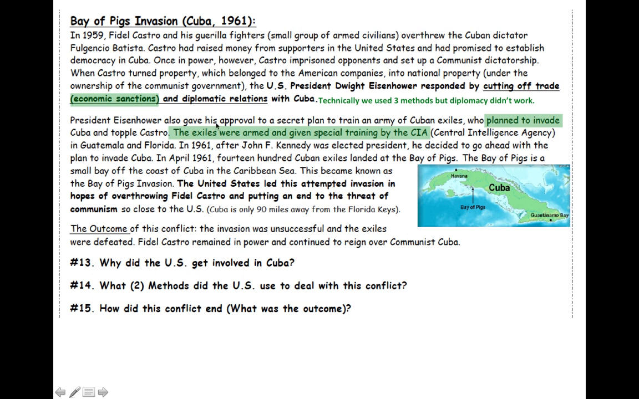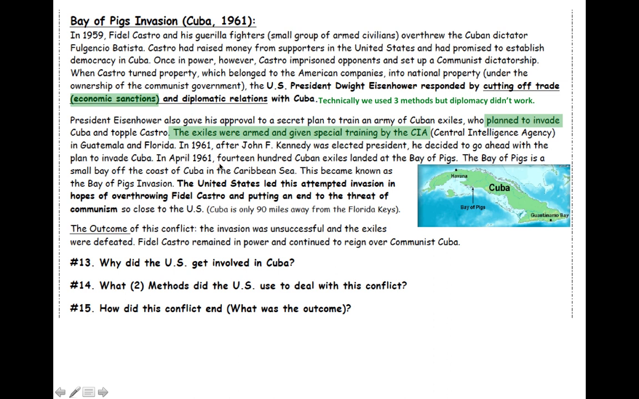President Eisenhower also gave his approval to a secret plan to train an army of Cuban exiles who planned to invade Cuba and topple Castro. The exiles, so these are Cuban citizens who were exiled from their country because they didn't agree with the communist dictator, were armed and given special training by the CIA. That's the Central Intelligence Agency. They trained them in Guatemala and in Florida. In 1961, after John F. Kennedy was elected president, he decided to go ahead with the plan to invade Cuba.